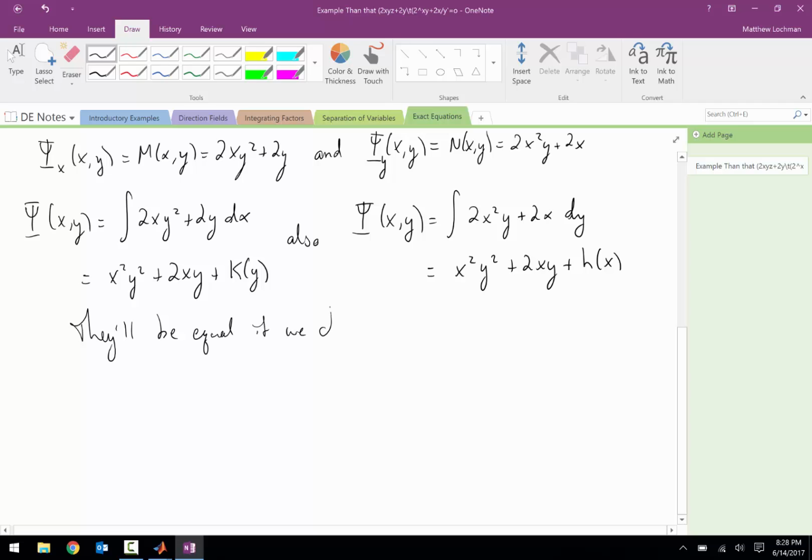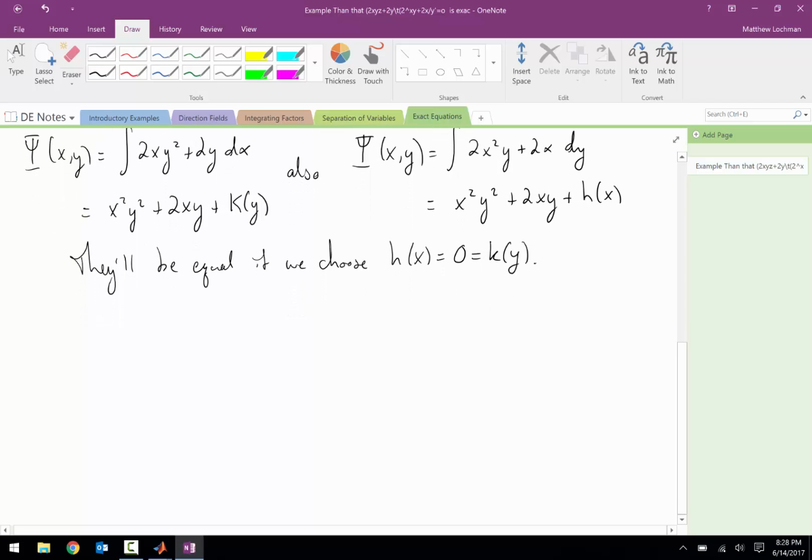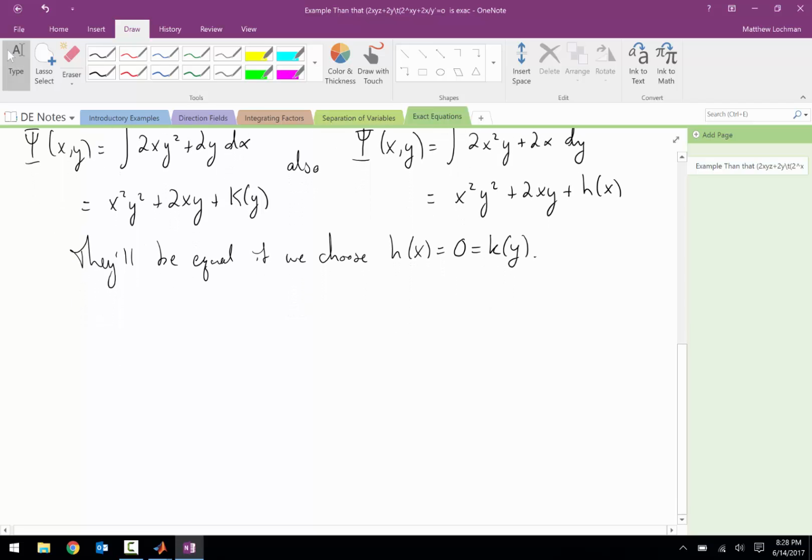if we choose, and in this case, notice that I can choose each of them equal to the same thing, 0. Okay, or any constant, to be honest. So if I choose them both equal to 0, then what I have is that big phi is x squared y squared plus 2xy.